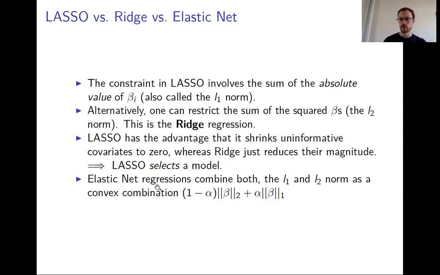The last one is the elastic net regression, which is essentially just a linear combination of these two norms, where we just say that it should both reduce the squared deviation, but also the absolute deviation, and give a convex combination of the two as a constraint. So for the rest of this, we're going to look at LASSO only, because it has this very nice feature of selecting a model.